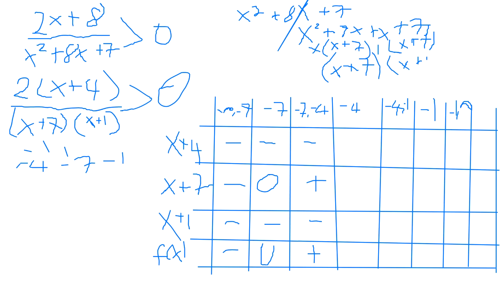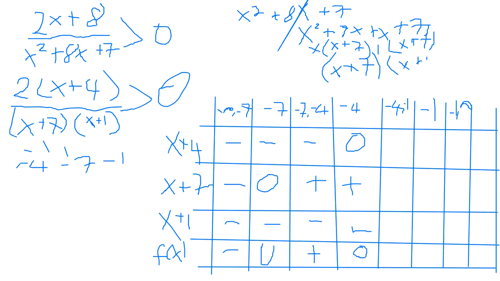Please, as I always say, take your time with the table. Because if you get a table wrong, it will affect everything that you are going to do. Okay, negative 4. If I put negative 4, x plus 4, I'll get what? 0. If I put negative 4 here, what will I get? Positive. If I put negative 4 here, what will I get? Negative. So 0 divided by positive, divided by negative will give me what? 0.